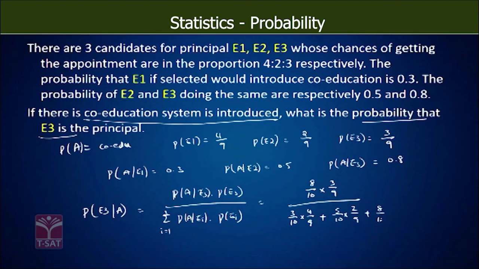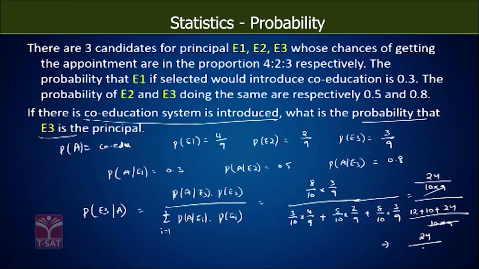plus 8/10 into 3/9. So this summation I have expanded. 10 into 9, 24. So the denominator will be same, 10 into 9, 12 plus 10 plus 24, which will be equal to 24 by 24 plus 22, that is 46. So the probability that E3 is selected given that the co-education system is already introduced is given by 24/46.